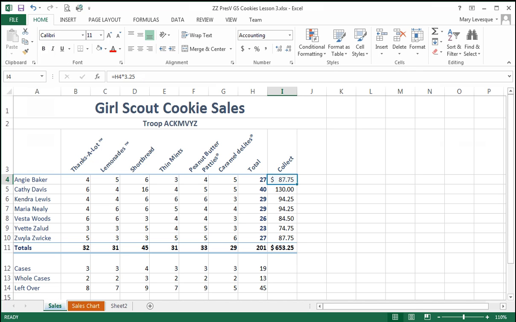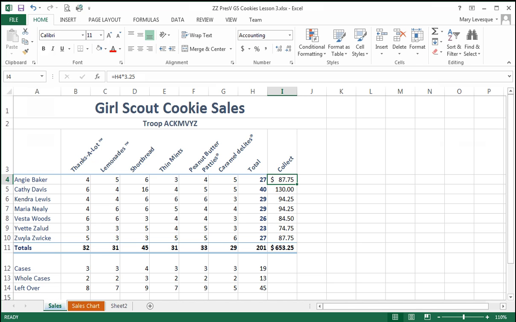Remember this formula? We took the total number of boxes per girl and multiply it by 3 1/4 to get the total amount that was due. Hopefully at the time some of you said, isn't that a little short-sighted because the price of the cookies could change next year, and now if we forget to change the formula, we'll have the wrong amount. You are right. If you were thinking of that, good for you.